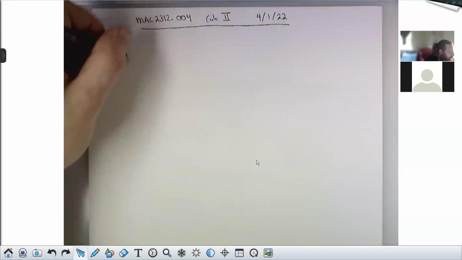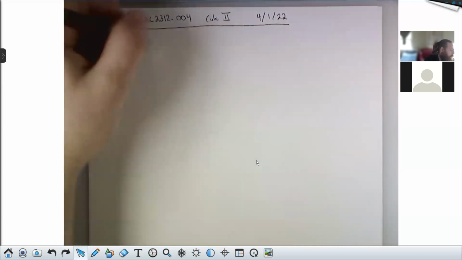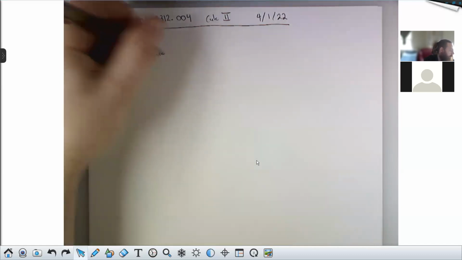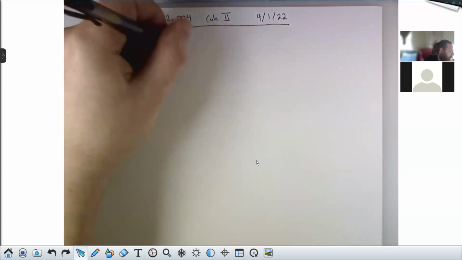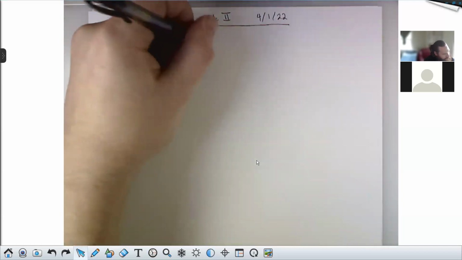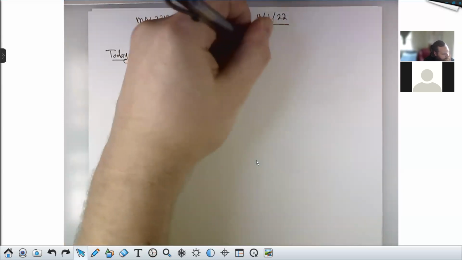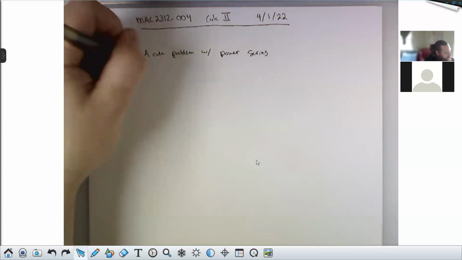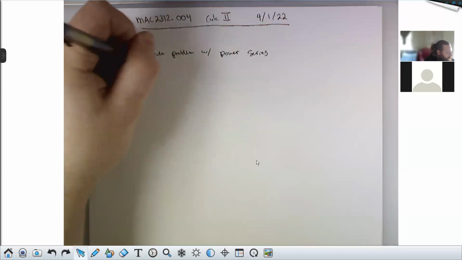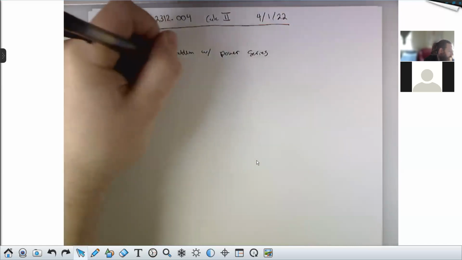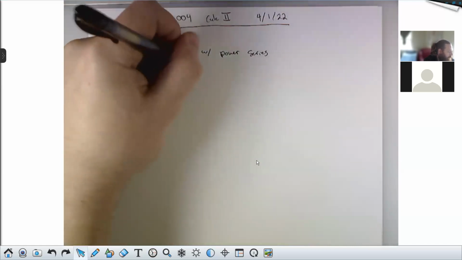The game plan, like I said, is a cute problem with power series, and then a little intro. So we're going to start with parametric equations.